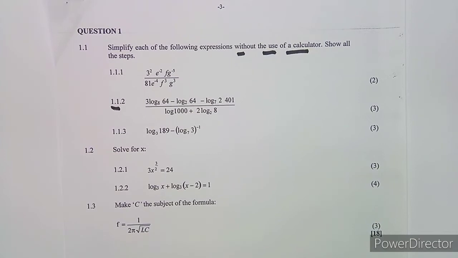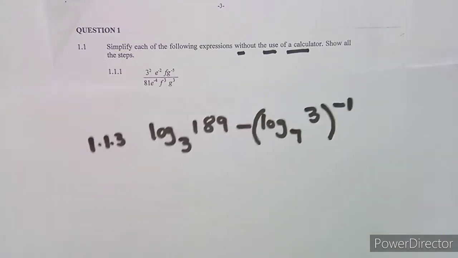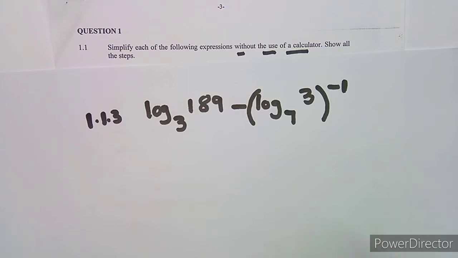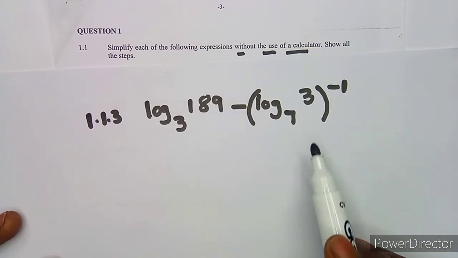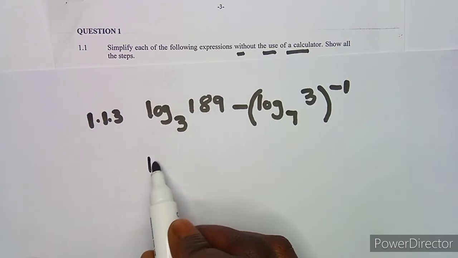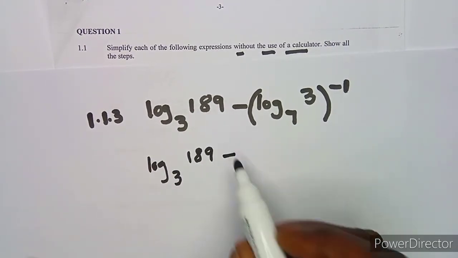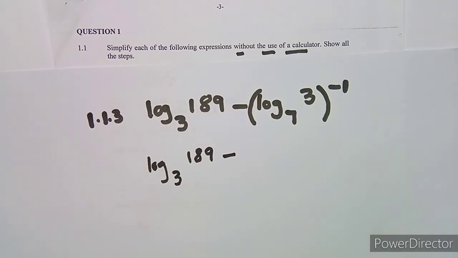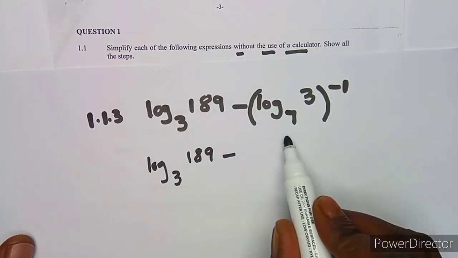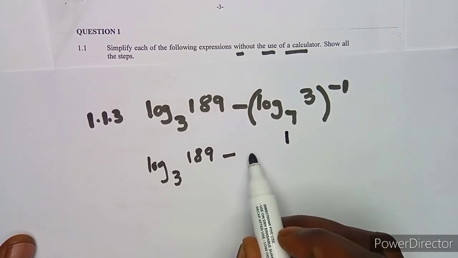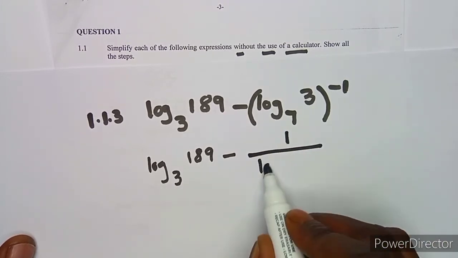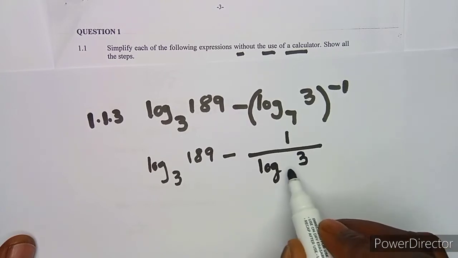Then on 1.13 we are also given a log, all right, that is 3 marks, again a log like that. So here let's see what we have. As we can see, we can have log 189 in base 3 minus, all right, what can we do in this case? Remember that to the exponent of a negative 1 from our laws of exponents, it means 1 over. So this can be written as 1 over log 3 base 7.